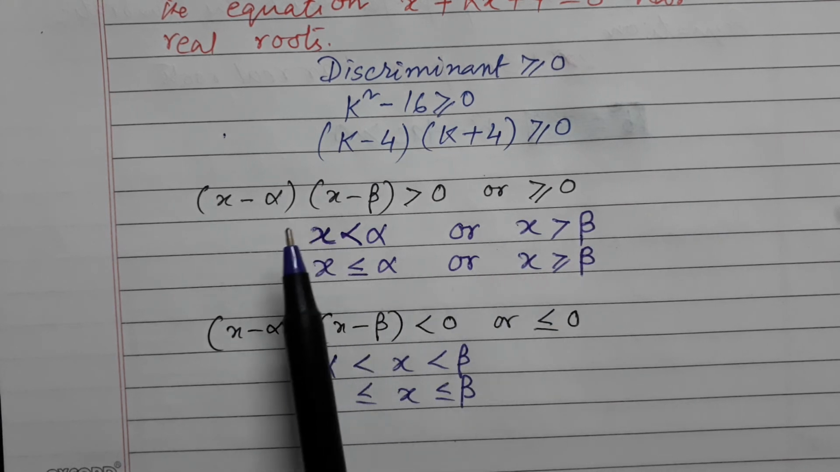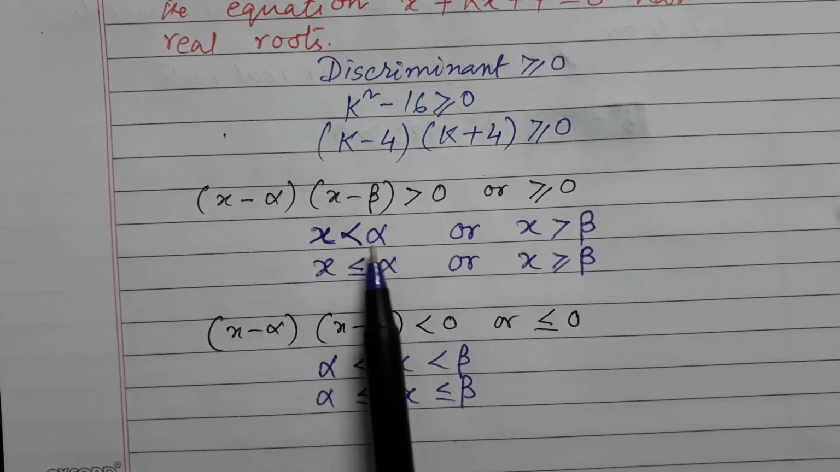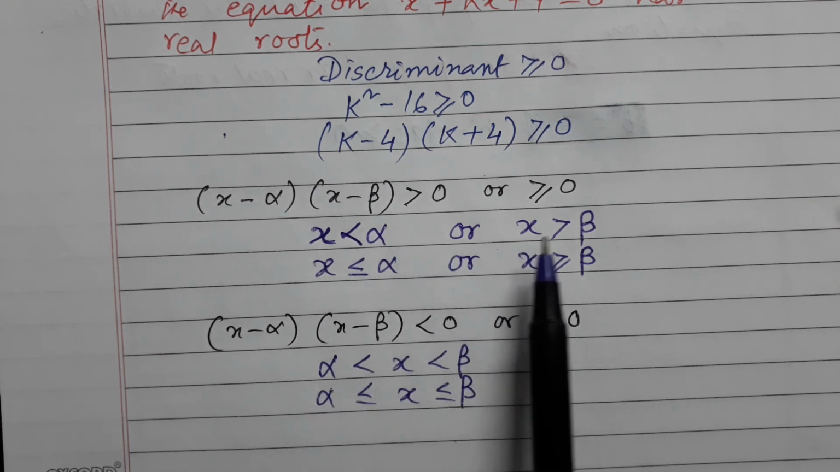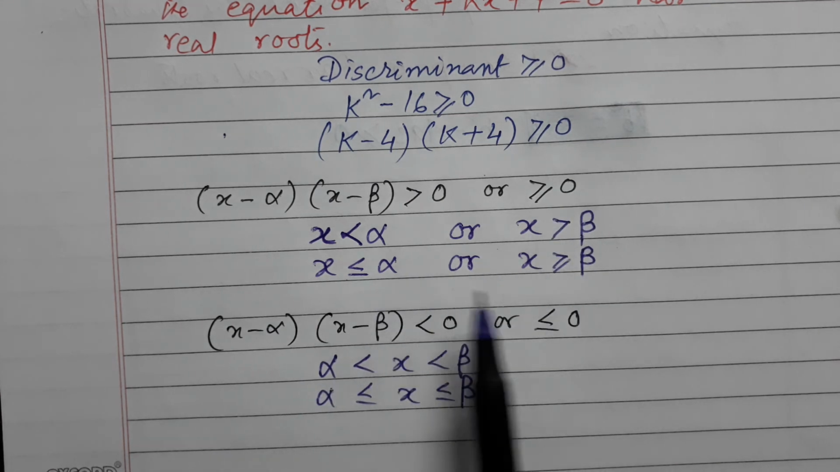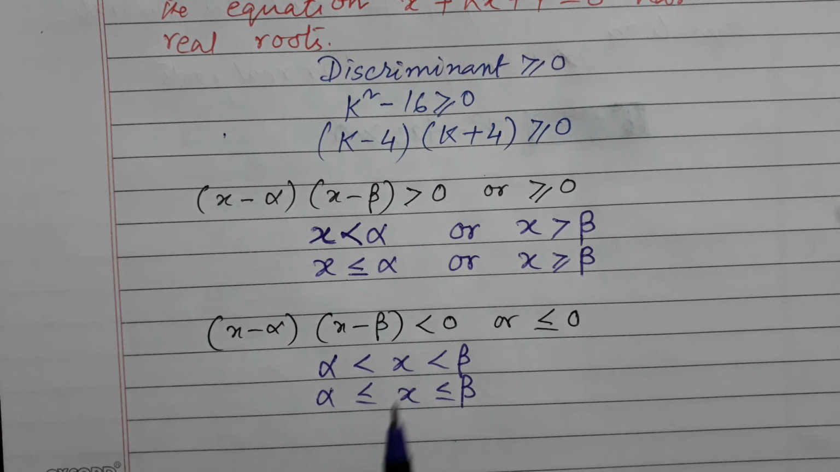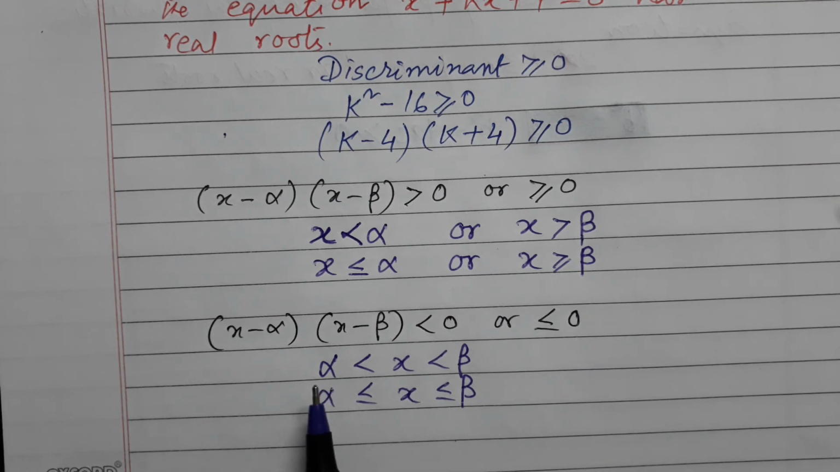So here if (x − alpha)(x − beta) is greater than 0, then either x is less than alpha or x is greater than beta. So for greater than or equal to 0, you can understand what you have to do. Now in case of (x − alpha)(x − beta) less than 0 or less than or equal to 0, then the solution will become alpha < x < beta. In case of less than 0, or less than or equal to 0, the solution will become like this.